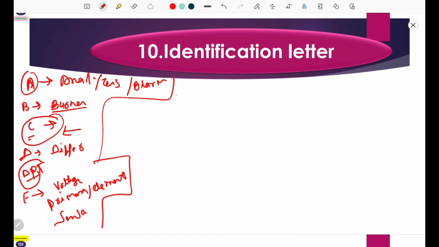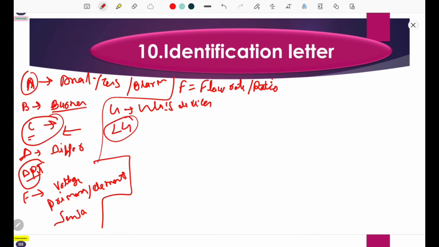Now another is F. F is flow rate. F is used for showing the flow rate, or somewhere it is also used for showing the ratio value. Now G. Generally G is used for glass type devices, like LG, level gauge; PG, pressure gauge; TG, temperature gauge. It means gauge.